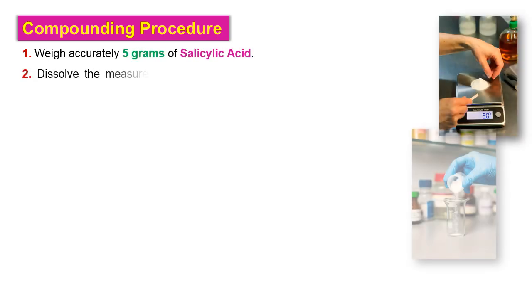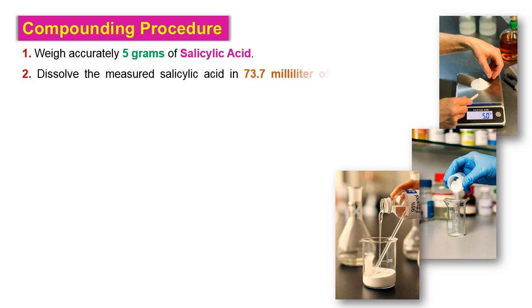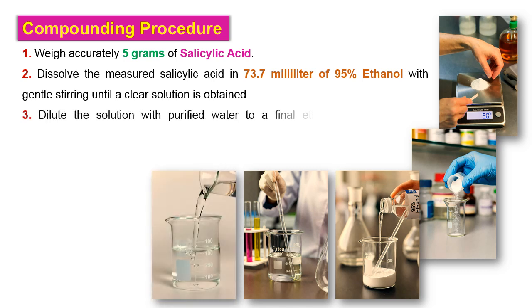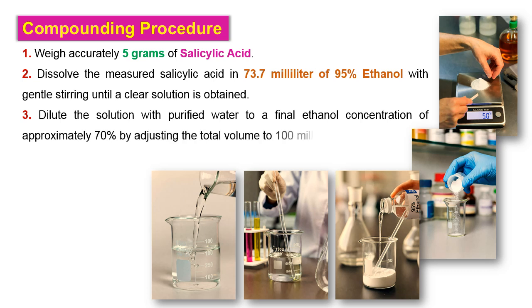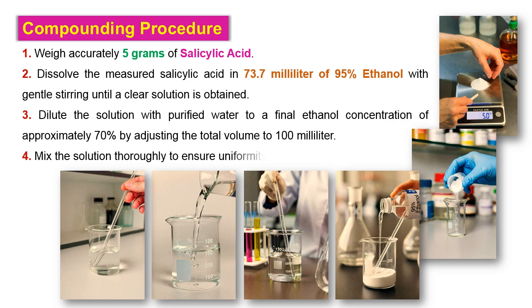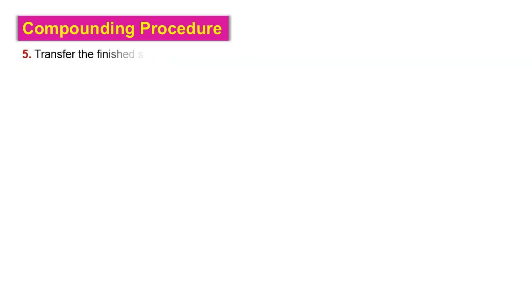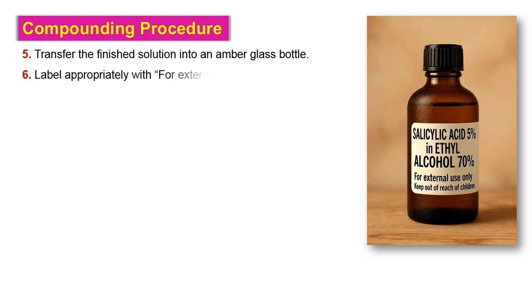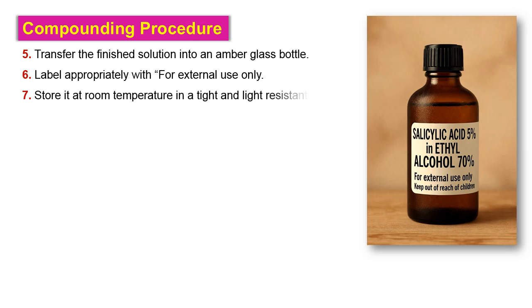Dissolve the measured salicylic acid in 73.7 ml of 95% ethanol with gentle stirring until a clear solution is obtained. Dilute the solution with purified water to a final ethanol concentration of approximately 70% by adjusting the total volume to 100 ml. Mix the solution thoroughly to ensure uniformity. Transfer the finished solution into an amber glass bottle. Label appropriately with "for external use only." Store it at room temperature in a tight and light-resistant container.